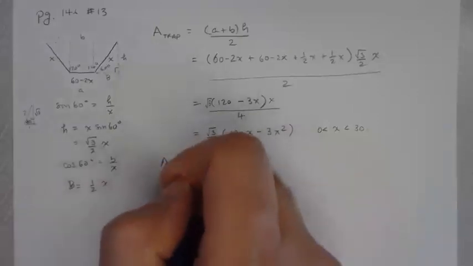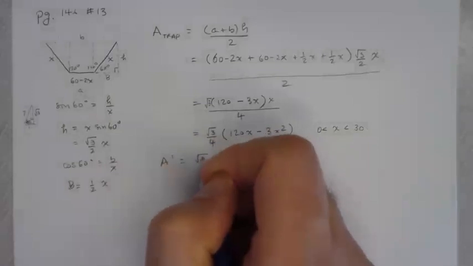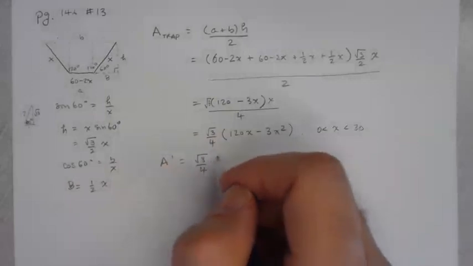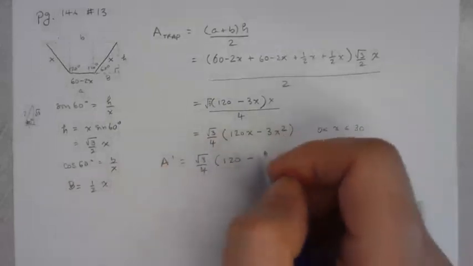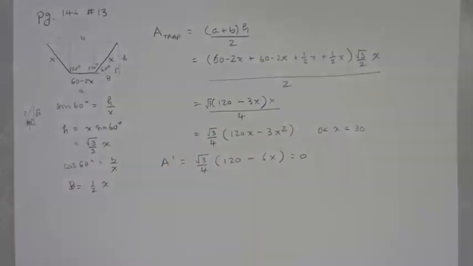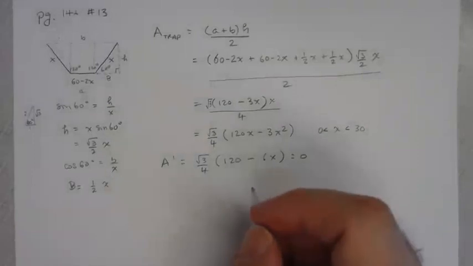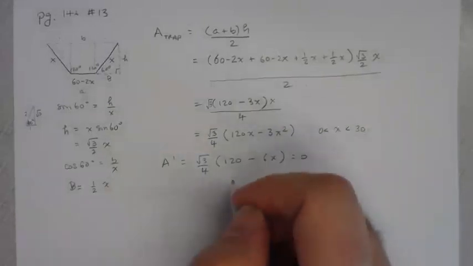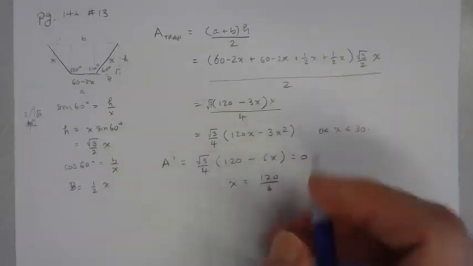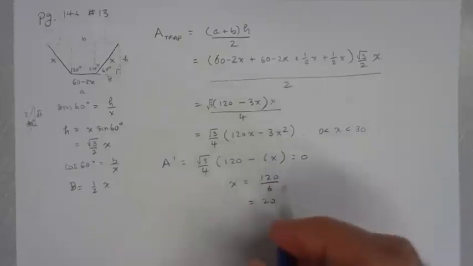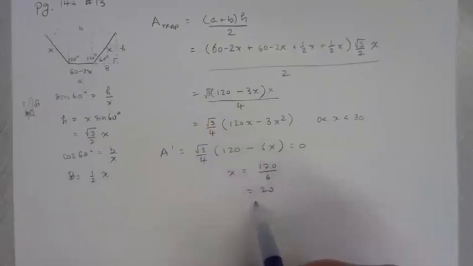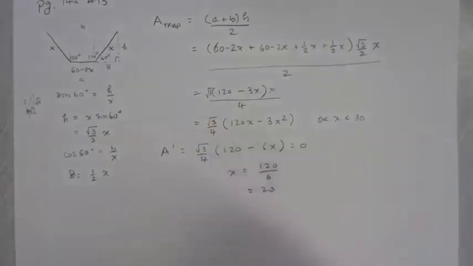All right, so let's take A prime. This is just root 3 over 4, all right, so what do we have here? This is going to be 120 minus 6x. Okay, and of course we want to make that equal to 0. And so here I have x is going to be equal to 120 over 6, and of course, that's equal to 20. And hey, I notice 20. It means these sides are all going to be the same if this is indeed a maximum.